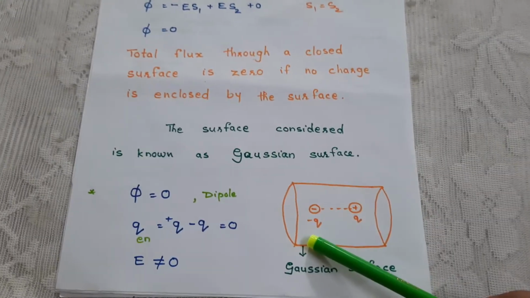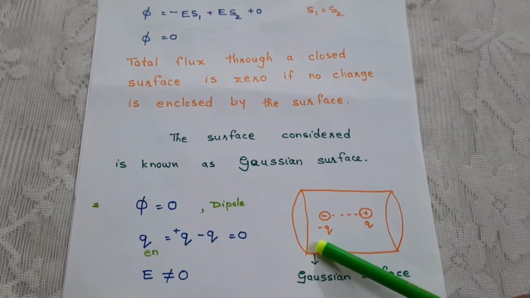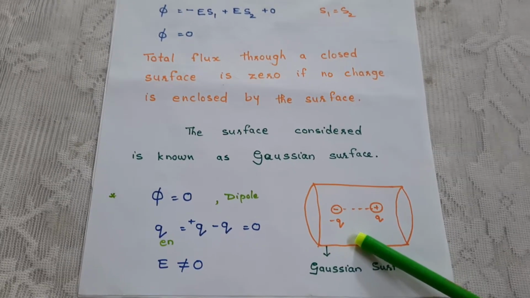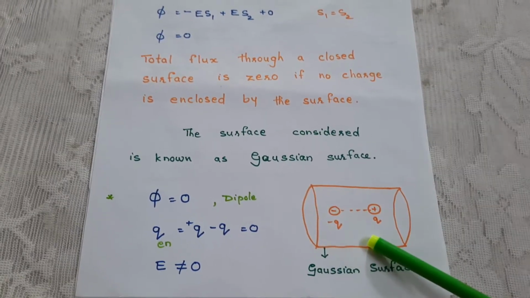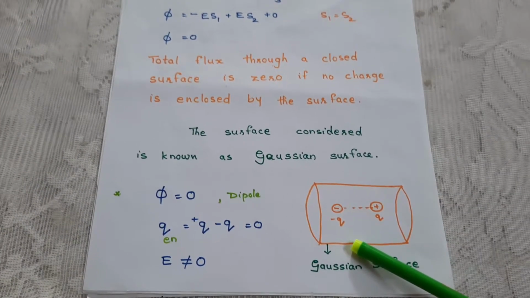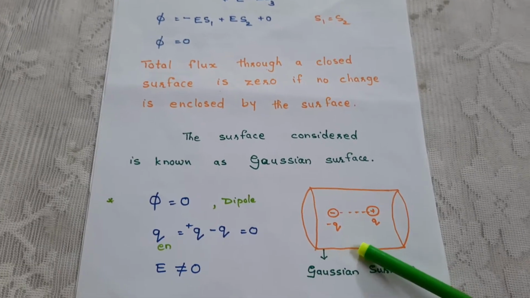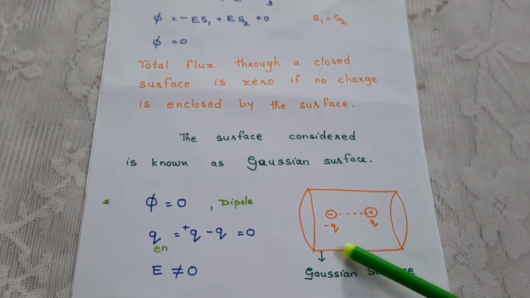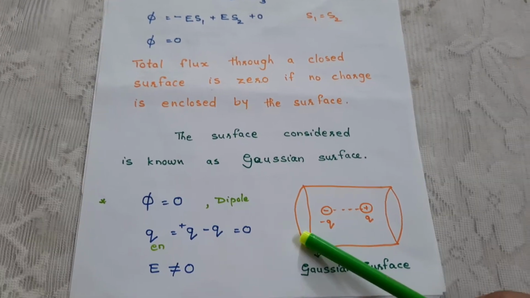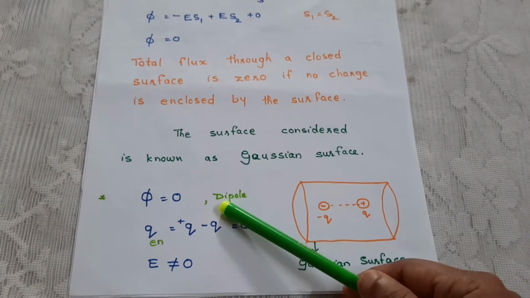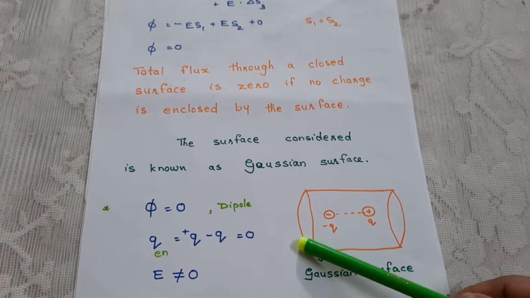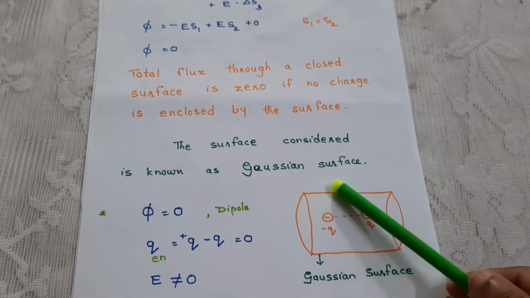Let us consider another case in which a cylindrical surface encloses a dipole, a system of equal and opposite charges separated by a small distance. The total charge enclosed by the Gaussian surface is 0. So the flux through the surface is 0. But the electric field is not 0 around the dipole.